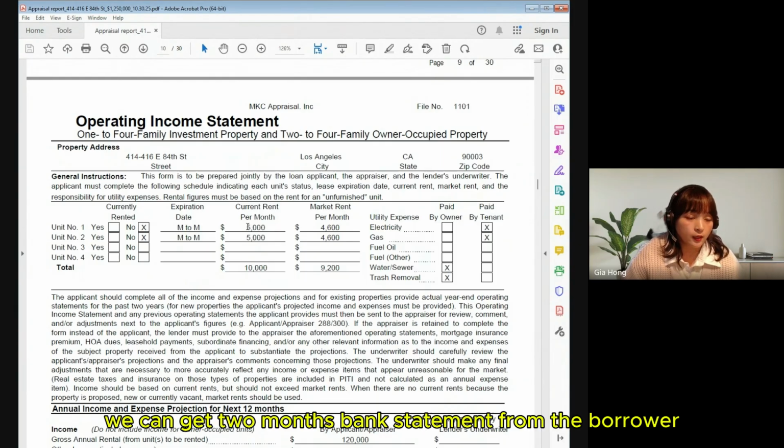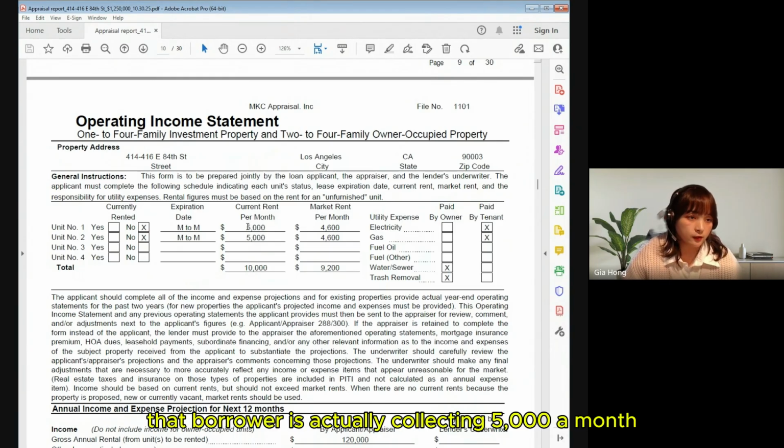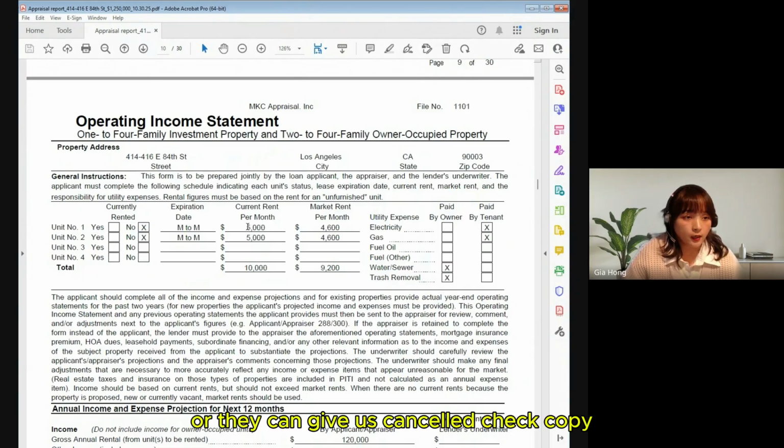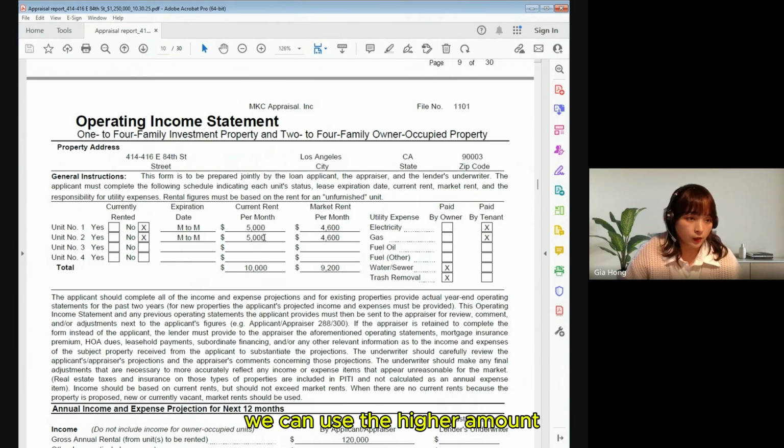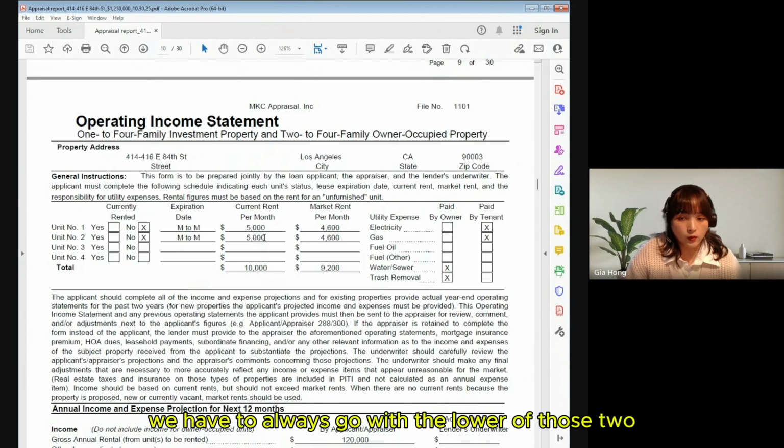Let's say we can get 2-month bank statements from the borrower to show that the borrower is actually collecting 5,000 a month per their bank statements, or they can give us canceled check copies that they get from the tenants. That can be fine. Anything that can prove the borrower is actually collecting this current rent amount, we can use the higher amount. But if we cannot get it, we have to always go with the lower of those two, just so you know.